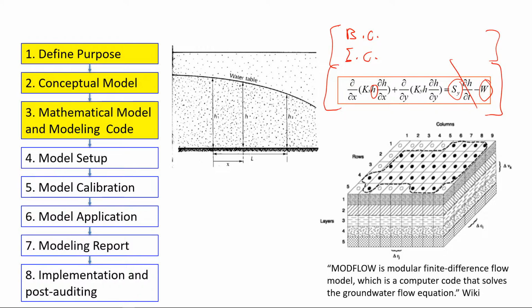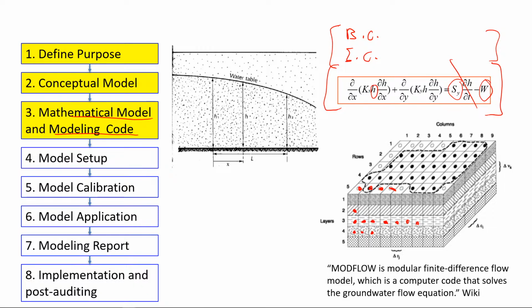You can select your modeling code. What Modflow will do is solve this equation for you numerically. You have your model, you create your input file, and it will take your input file, create the numerical model, and solve this equation and find h here, h here, h here, h here, h here, h here. In each of these cells you will be calculating your head value. That's what Modflow will do. But Modflow is not the only code out there. So that's your mathematical model, and then your modeling code. Modflow is just one modeling code.